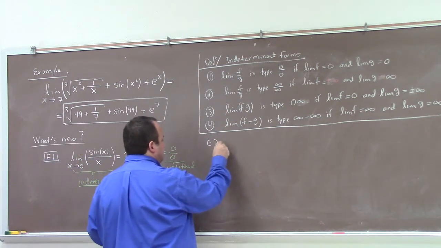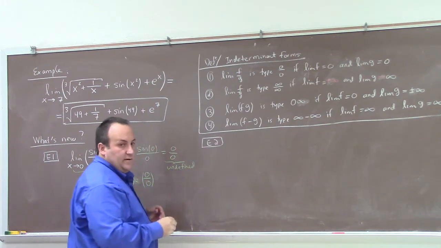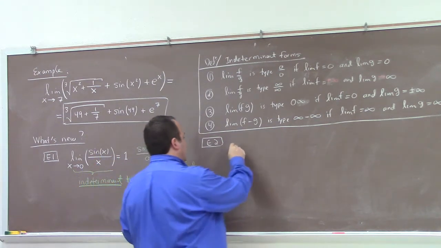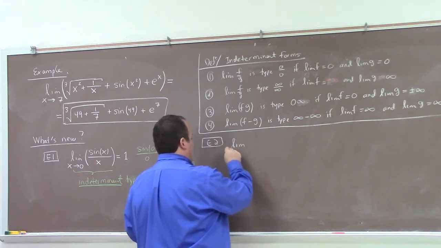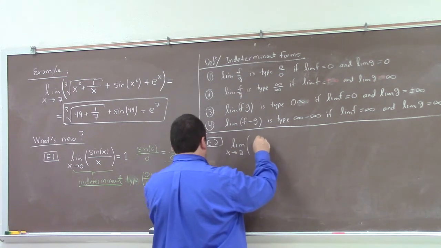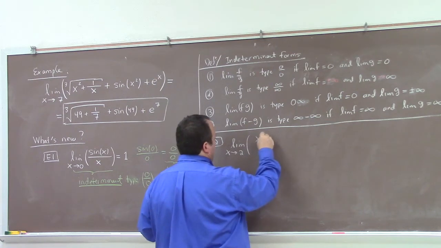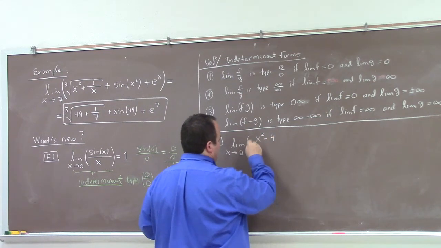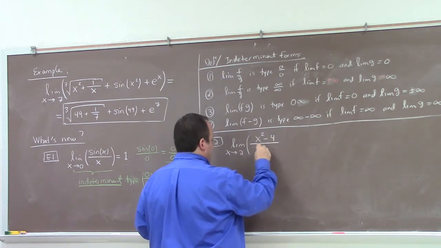Example 2. All right, let's try it out here. The limit as x goes to 2 of x squared minus 4 divided by x minus 2.